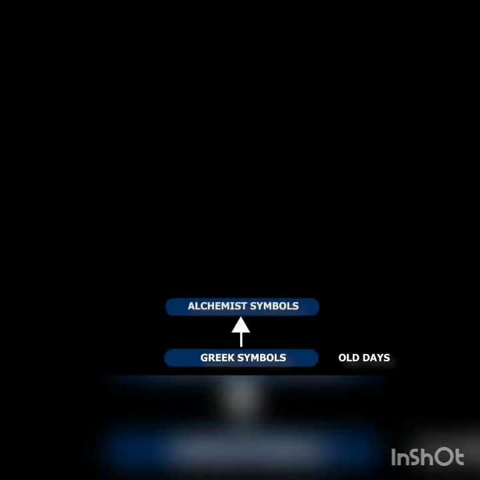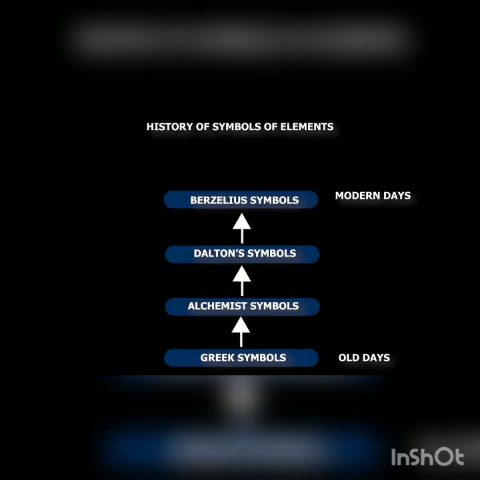Since the old days, scientists were eager to represent different elements in the form of symbols for ease of representation. In this video, we will learn about the history of symbols of elements and how it became better and better with time.